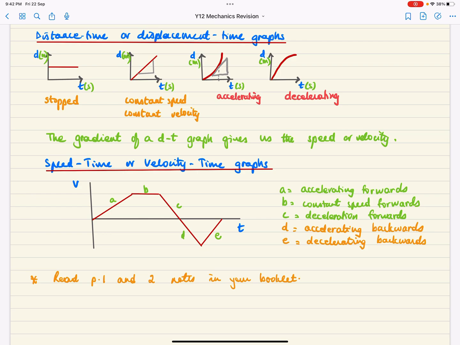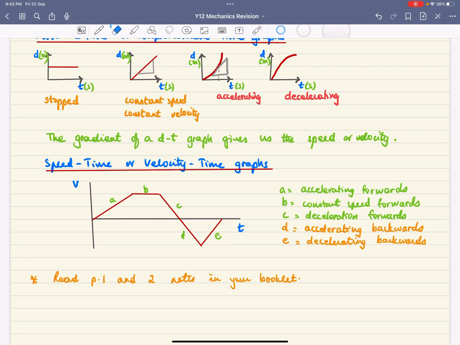Now all this is above the x-axis. If it's below the x-axis, then it's backwards, so it's accelerating backwards or decelerating backwards.